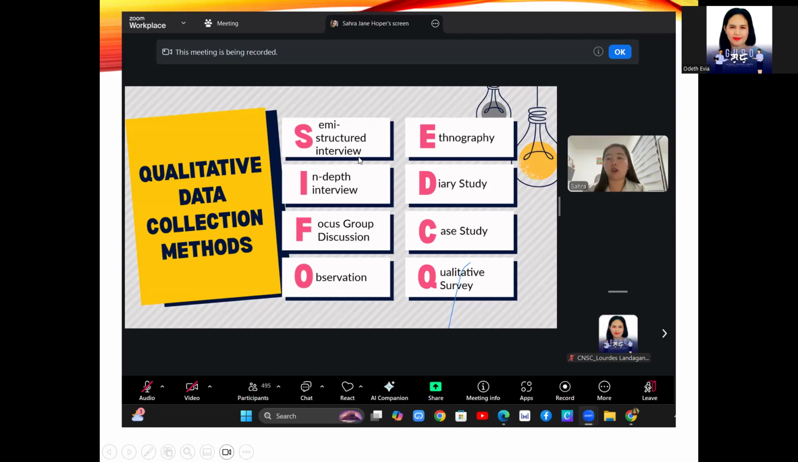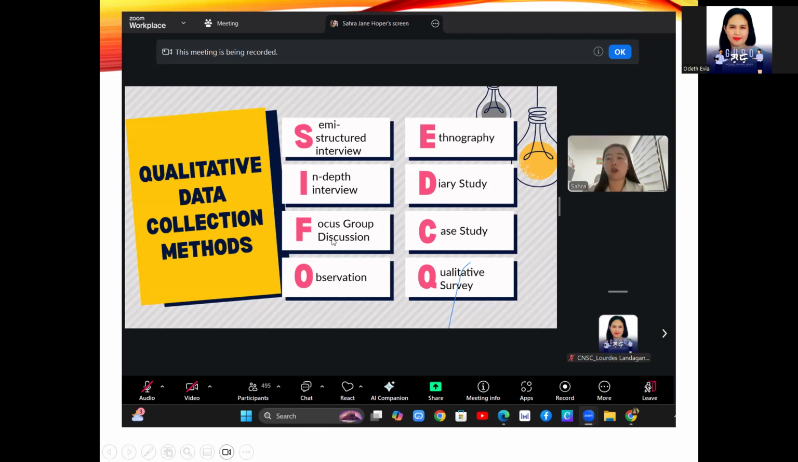Okay? So, qualitative data collection methods, on the other hand, involve semi-structured interviews. And when you say semi-structured, you can be free in the answers and the questions. And next is the in-depth interview. When you say in-depth interview, it takes time because there are deeper questions involved, and the researcher can also form questions as the interview goes along.